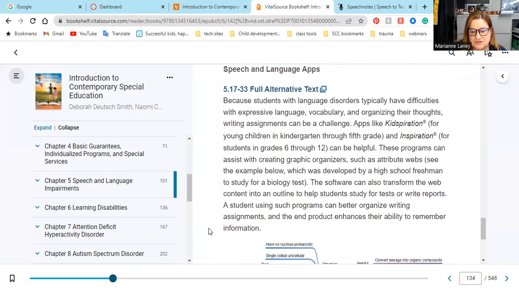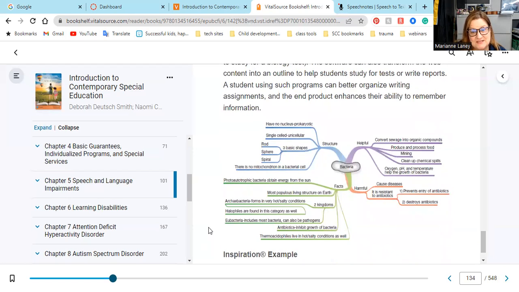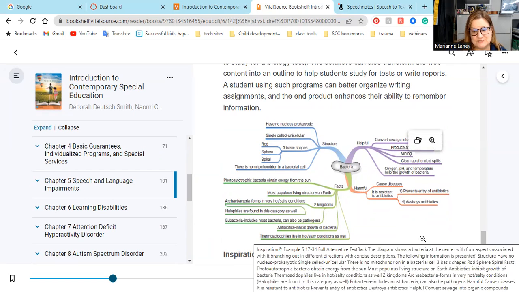And then same things, full alternative text. This is like a mind map, right? So again, this is what I say. If people need this for notes, then do this. You don't have to write me a Roman numeral or bulleted list. If this makes more sense to you, then do this.